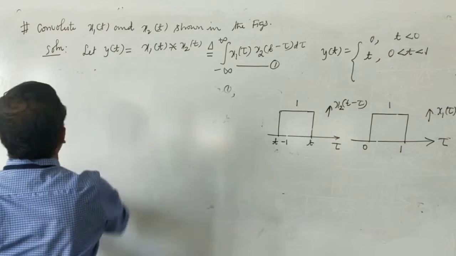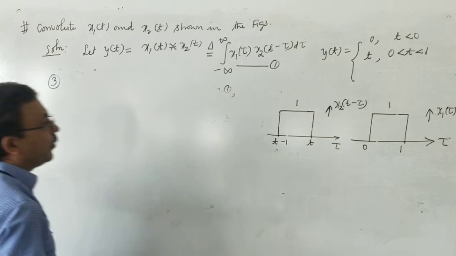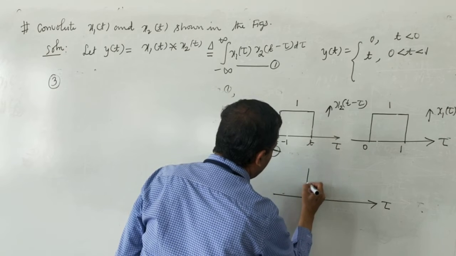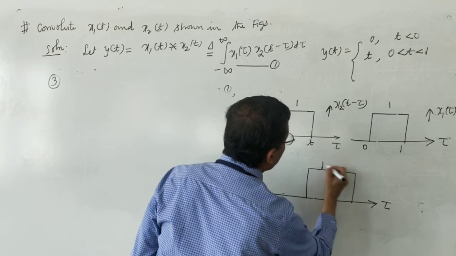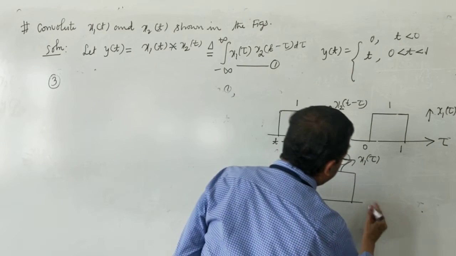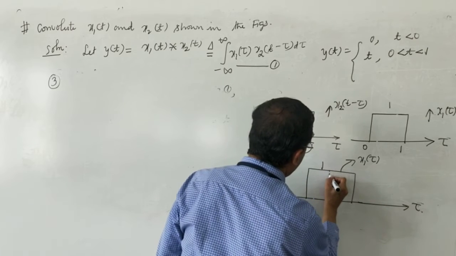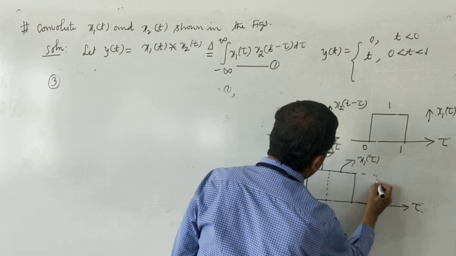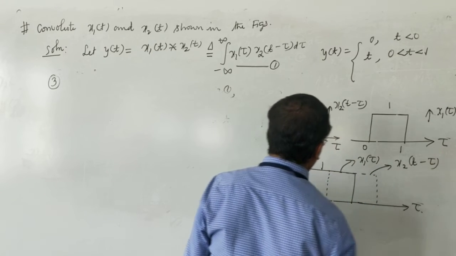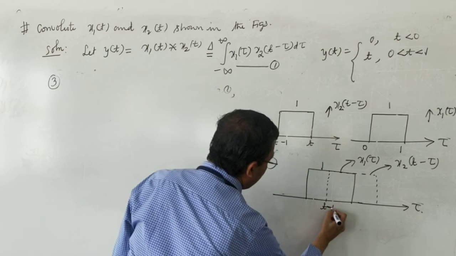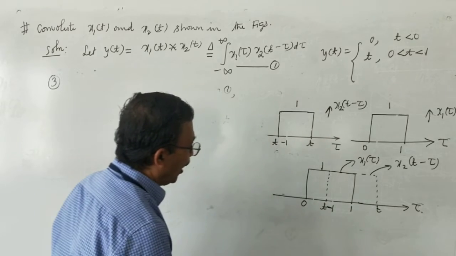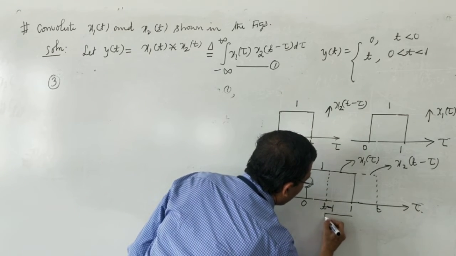First I will put the sketch, then I will write the limits for t. X-axis is tau. The solid line figure represents x1 of tau. This is x1 of tau. Now this could be the scenario. The dotted figure stands for x2 of t minus tau. It starts at t minus 1 and ends at t. This is 0, this is 1. Now where is the overlap? Overlap is between t minus 1 and 1.